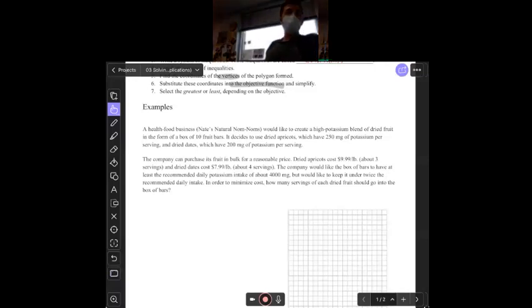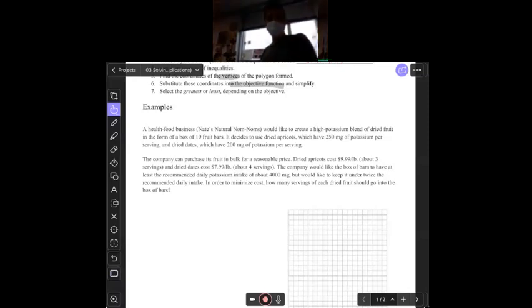So I've got a health food business in honor of one of my first hour students. They would like to create a high potassium blend of dried fruit in the form of a box of fruit bars. Decided to use apricots, which have 250 milligrams of potassium per serving, and dried dates, which have 200 milligrams of potassium per serving. I did have to fudge those numbers.